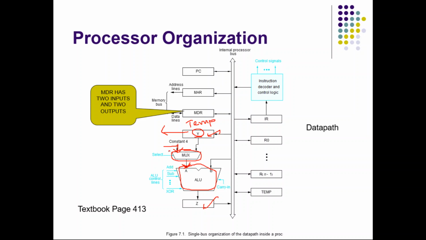If Y is activated, then whatever is available in Y will go into A. If Y is not activated, then this 4 will go into A. That will be selected by this. If select Y is enabled, which it won't be by default, then the content of Y will get into A. Otherwise, the constant 4 will get into A, right?